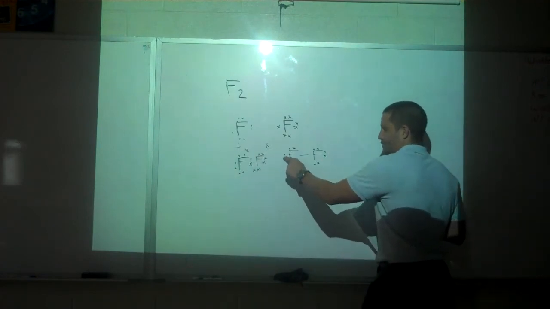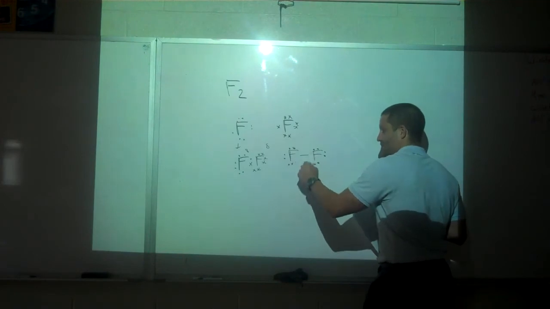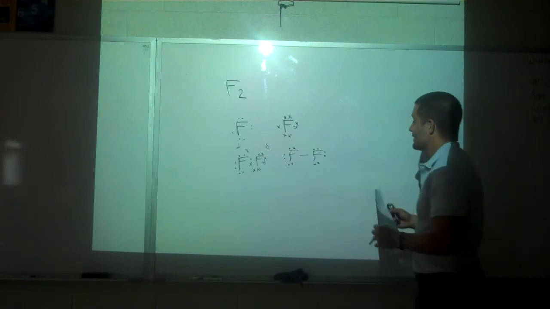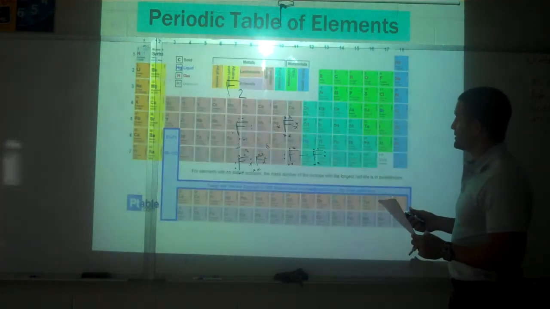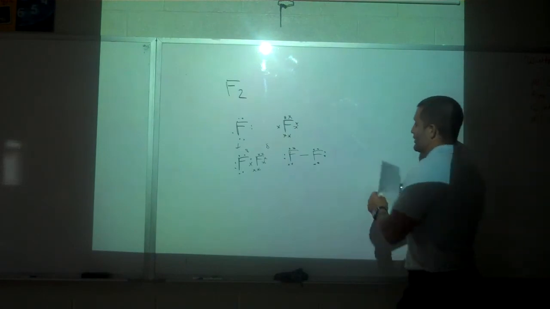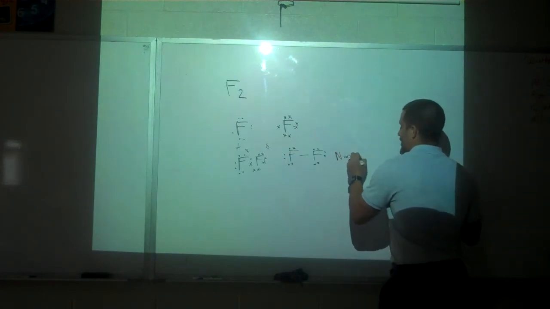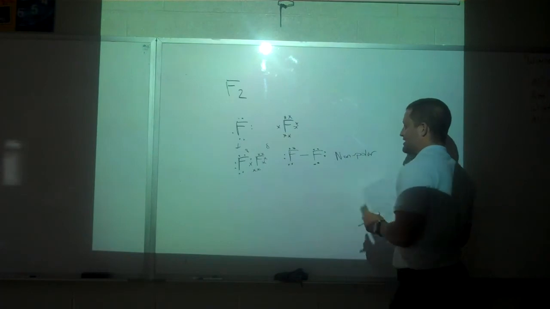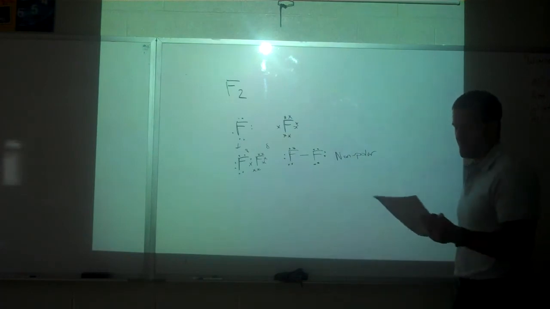So if I double check here, 2, 4, 6, 8, they're sharing these, so there's 8 electrons here. 2, 4, 6, 8. I have 8 electrons there. Okay? So now we're kind of seeing an idea here. This would also be nonpolar, because they're sharing the electrons equally.